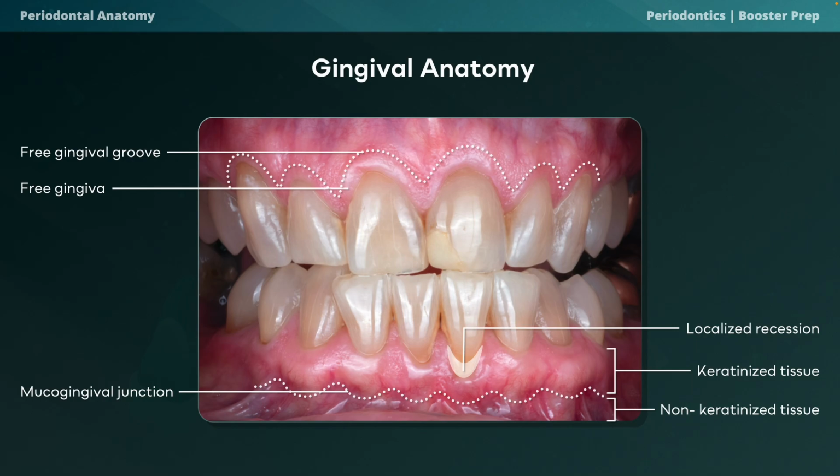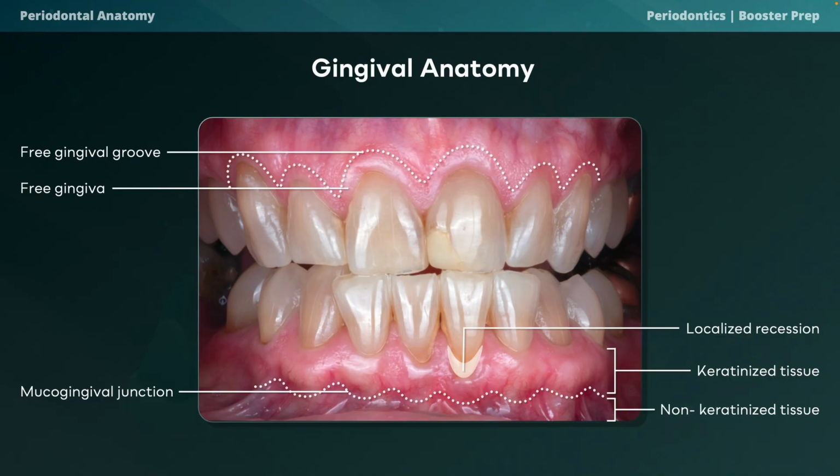Now, between the free gingival groove and the mucogingival junction lies the attached gingiva. This is the portion of keratinized gingiva that is firmly bound or attached to the underlying alveolar bone. It plays an important role in withstanding the mechanical forces of chewing and toothbrushing, and in providing stability to the gingival margin. Adequate width of attached gingiva is often considered very important for maintaining periodontal health, especially around restorations and implants.